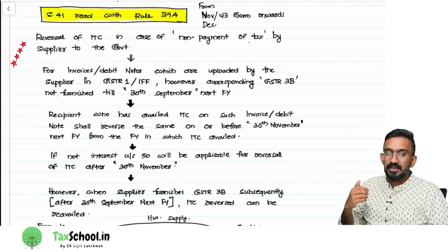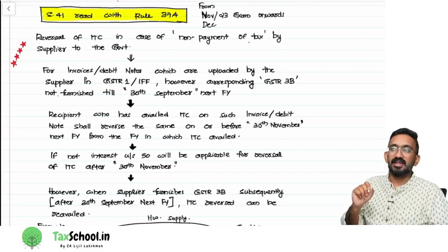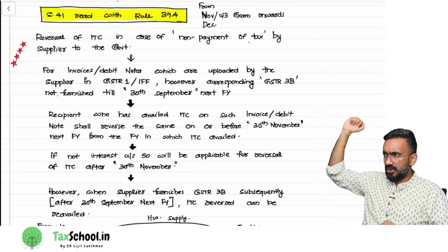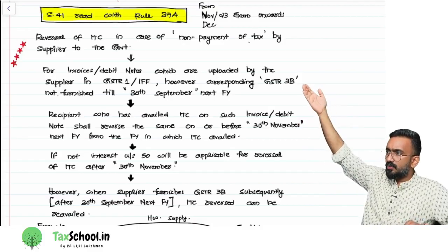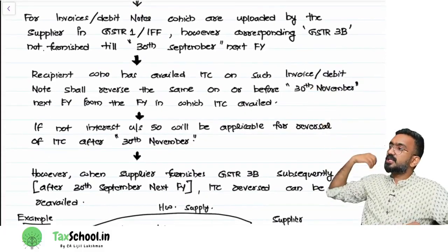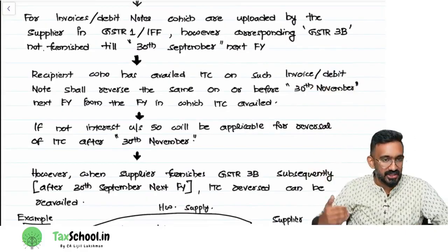Now, did the supplier upload this in the GSTR 1? Yes, he did that. When will he pay the taxes? When he files the GSTR 3B, and he did not file the 3B, that is the problem there. He did not pay the taxes. So they said, I'm reading this paragraph, for invoice or debit note which are uploaded by the supplier in their GSTR 1 or IFF, the corresponding 3B is not furnished till 30th September next financial year.